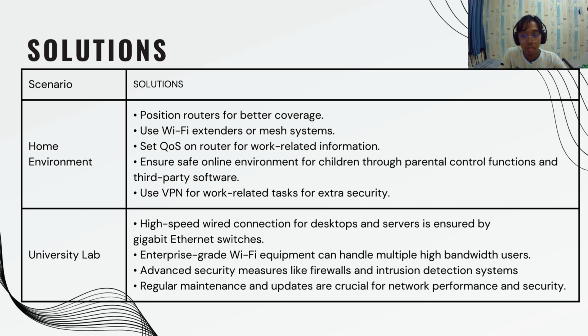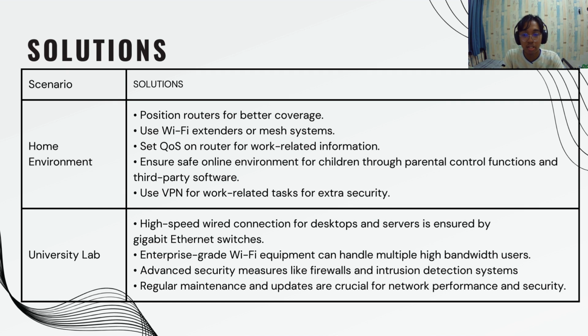Is positioning the router for better coverage. Proper router placement is crucial to ensure optimal Wi-Fi coverage throughout the home. The router should be centrally located and positioned away from obstacles like walls and large furniture to minimize interference. By optimizing router placement, you can enhance Wi-Fi signal strength and coverage, reducing dead zones and improving overall internet connectivity in different areas of the house.